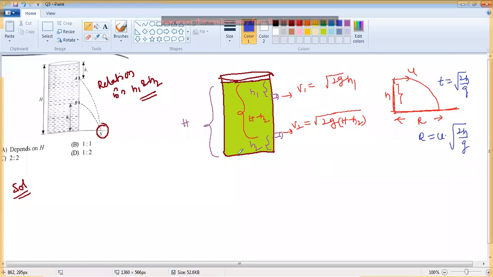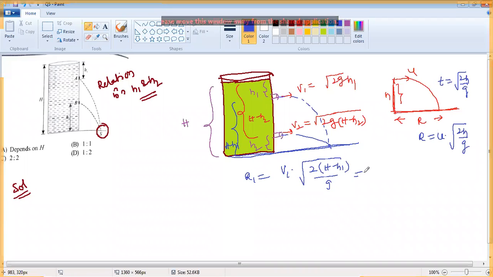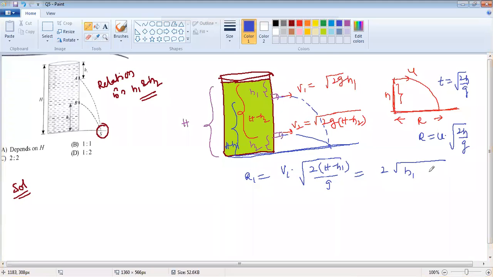Now come to the point here. This is the bottom. The question says both ranges are equal. So the range R1 equals v1 into t, where t depends on the height it is falling from, which is H minus h1. So that's root of 2 into H minus h1 by g. With v1 equal to root of 2g h1, that becomes 2 into root of h1 into H minus h1.